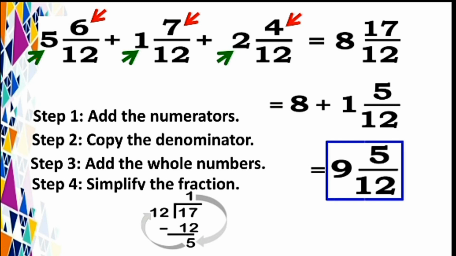Napansin nyo ba na long division lang ang ginamit sa paglalowest term? Okay. Dahil improper fraction yung kasama ng whole number, then after nating ilowest term, 5 over 12 na ang nakuha. Ibig sabihin, hindi na natin sila pwedeng i-divide ng sabay kasi yung 5 ay prime number at yung 12 ay composite. Wala silang common factor. So, 9 and 5 over 12 is the final answer.